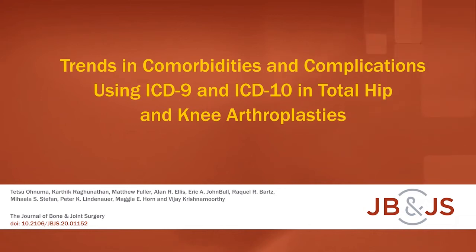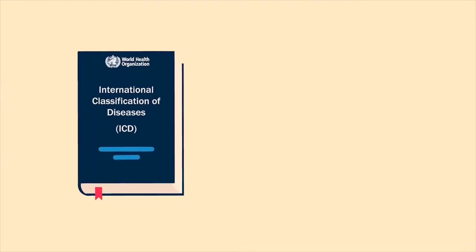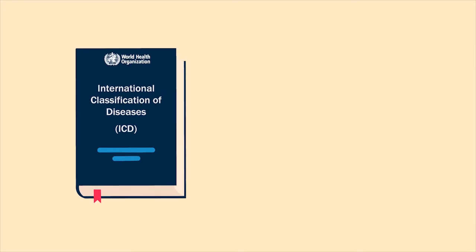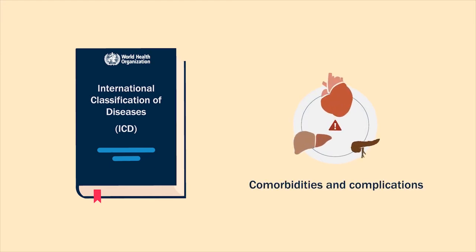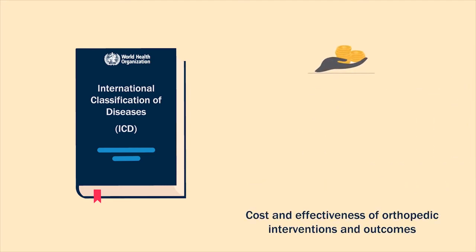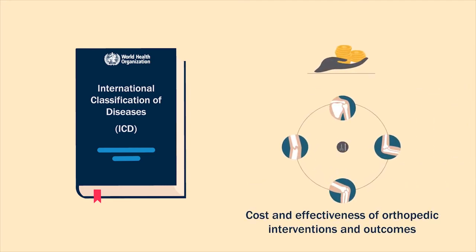This is an audiovisual representation of a study published in the Journal of Bone and Joint Surgery in 2021. The International Classification of Diseases, or ICD, is a diagnostic tool used globally to define comorbidities and complications. It is commonly used to report the cost and effectiveness of interventions and surgical outcomes in orthopedics.